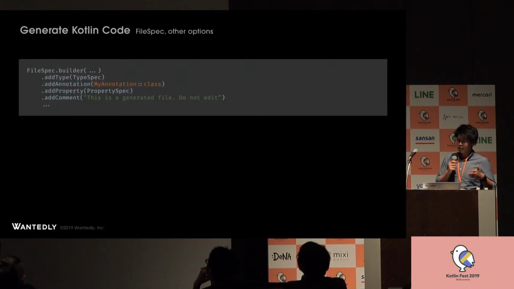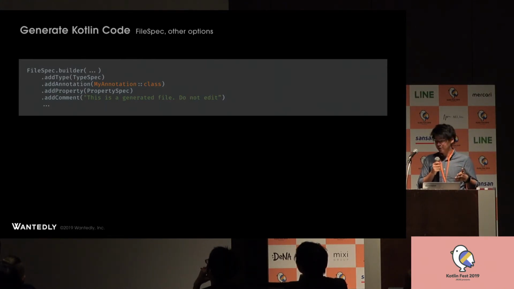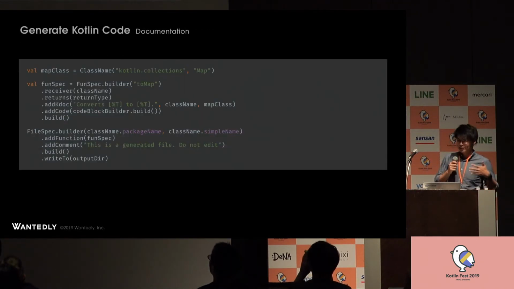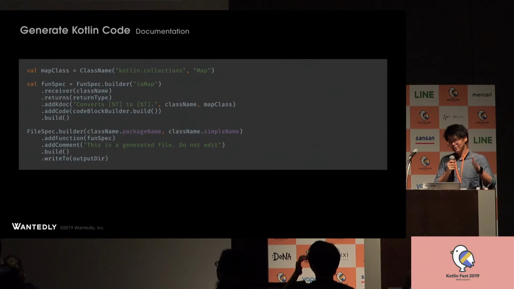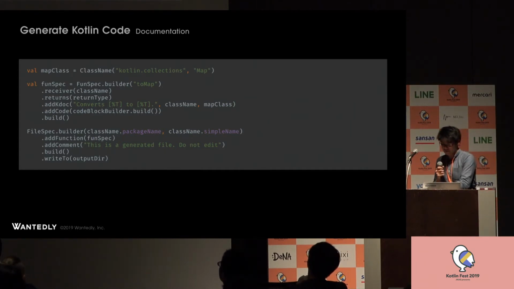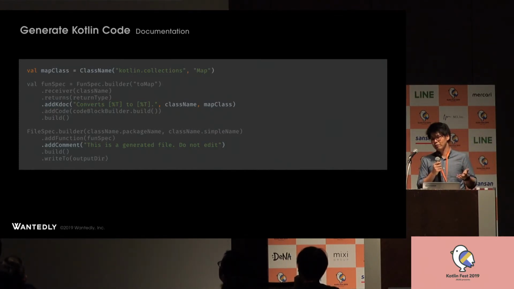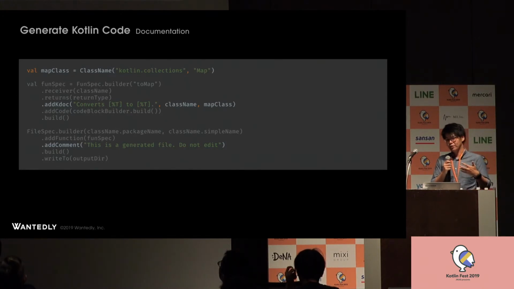We can also add other options and elements to a FileSpec. For example, you can add a type through a TypeSpec. You can also add annotations or global properties to a file. And since we are good programmers, we are going to add documentation to warn other developers that this is a generated file and it should not be edited. To do that, we will use addKdoc on our FunSpec and addComment on our FileSpec. And as usual, you can make use of placeholders.